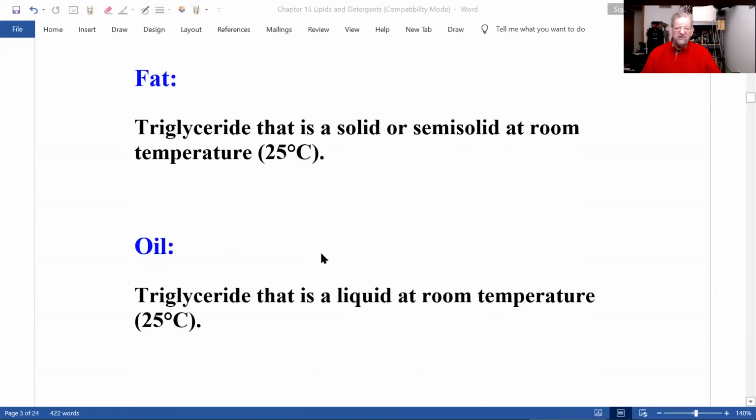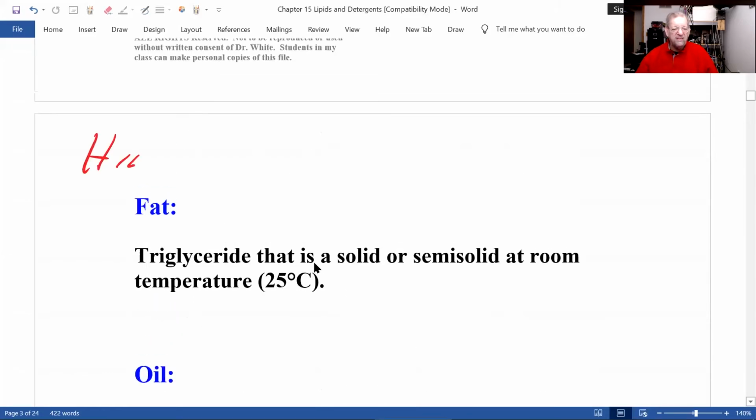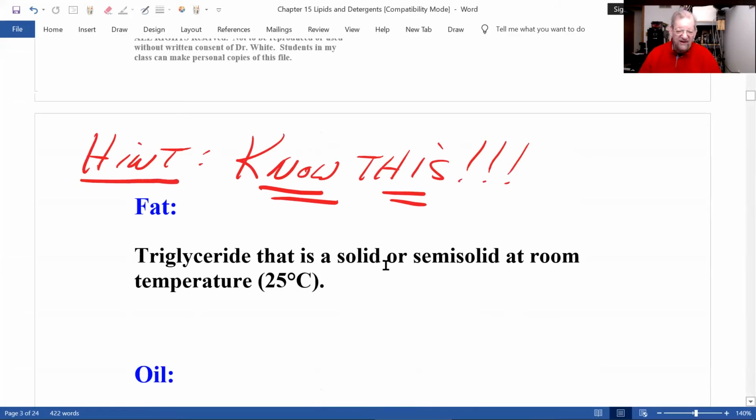Now, the first question is, and hint, you should know this, what is a fat? Well, a fat is a triglyceride that is a solid or semi-solid at room temperature. You don't have to know 25 degrees, but I thought you might wonder what's room temperature, and it's considered 25 degrees C. That's approximately, I think, 77 Fahrenheit.